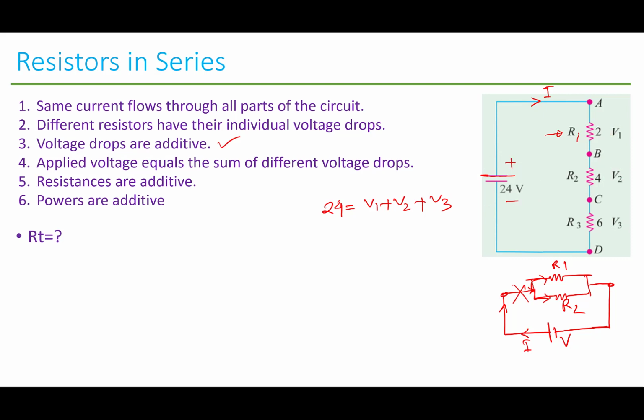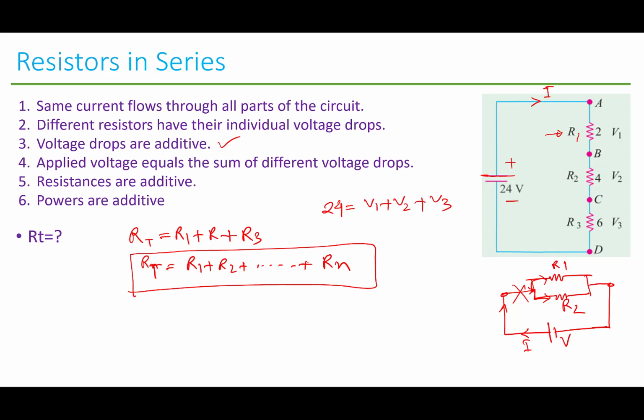Okay, the resistors connected in series are also additive, which means RT is equal to R1 plus R2 plus R3. Now if we have n number of resistors, RT equals R1 plus R2 plus dot dot dot plus Rn. This is the generic expression whenever resistors are connected in series.